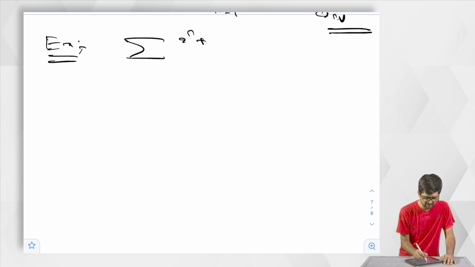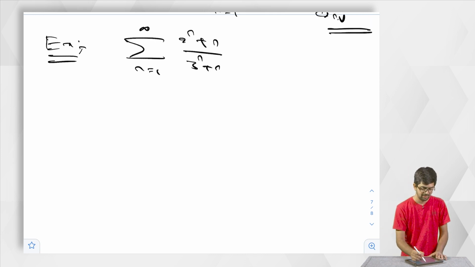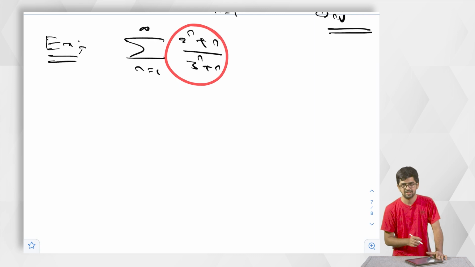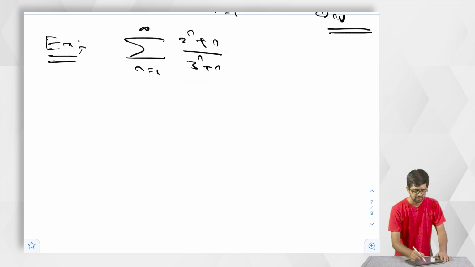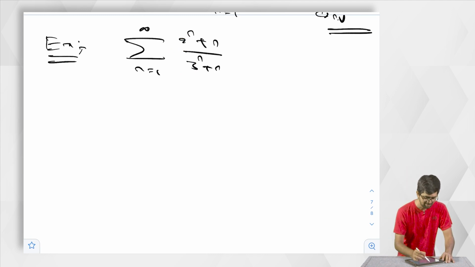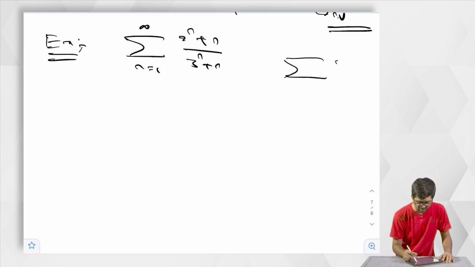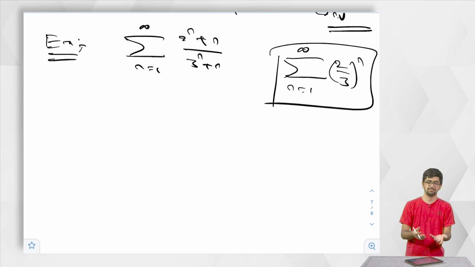Summation (2^n + n)/(3^n + n), n equals 1 to infinity. Now see, this is a series of non-negative terms. First thing that we can do, we can use the comparison test. Whenever I see something like 2^n by 3^n, I will be thinking about the series summation (2/3)^n, which I know is convergent. So I will try to use that in the comparison test.